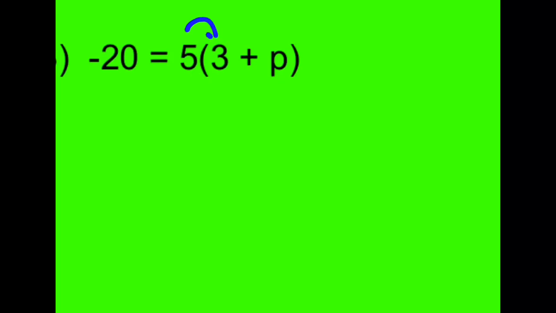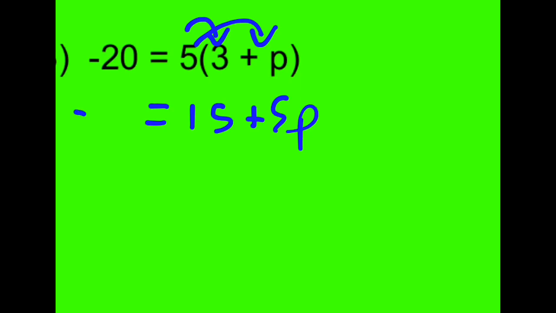5 times 3 gives me 15. And 5 times positive p gives me plus 5p. And I have my equal sign, and I have negative 20. There's a two-step equation again. This time the variable p is on this side of the equal sign. I have a plus 15 that I'm going to make go away first by subtracting 15. Subtracting 15 on the other side of the equal sign.